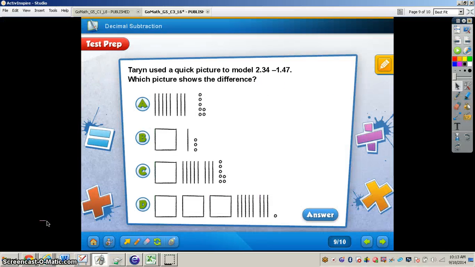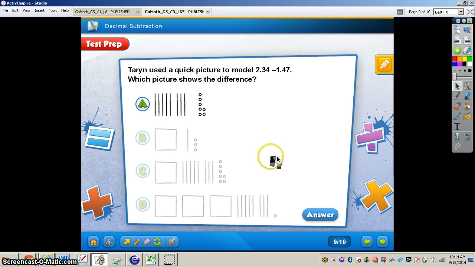Okay, moving along here, we're going to take a look at the test prep problem. This problem is not in your book, so you do need to still work this problem out. And when you're finished, you can press play and I will have the answer for you. So pause the video now. Okay, here's the answer, letter A, and make sure that matches your answer as well.